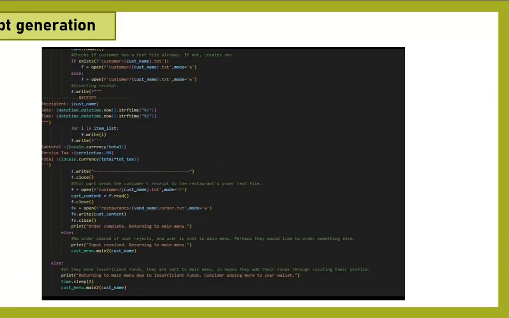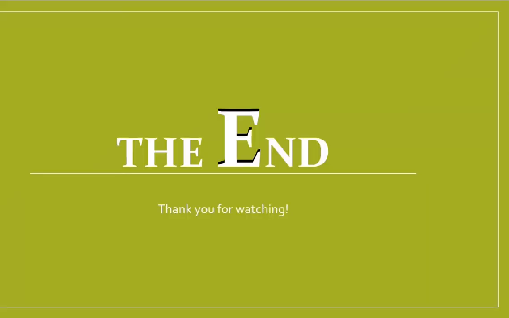Yes. Okay. So this receipt generation is simple. It just creates a receipt with the user's name, the date, time, the items they ordered, and the total amount they have to pay. And it will send this receipt to the customer's text file and the restaurant's text file, as shown in the program overview. And then after that, it will just end. So move on to the final section, which is the ending. That's all. Thank you for watching.